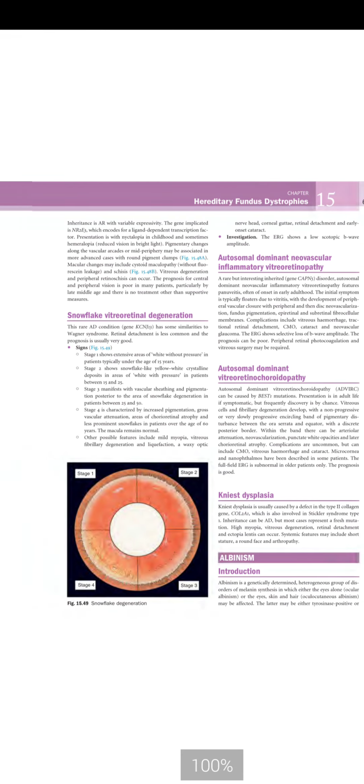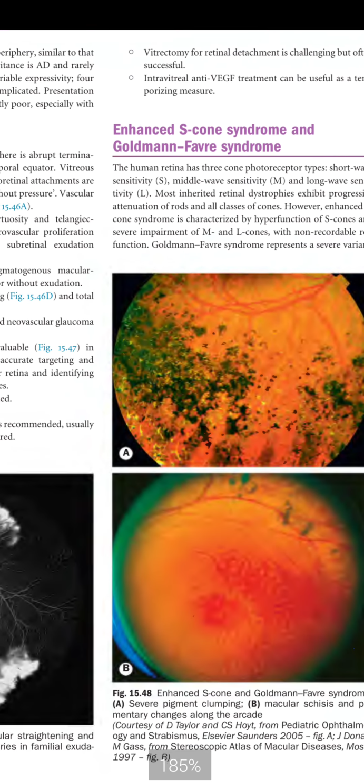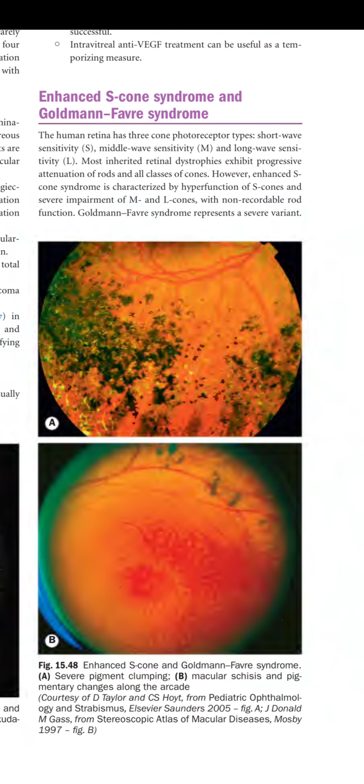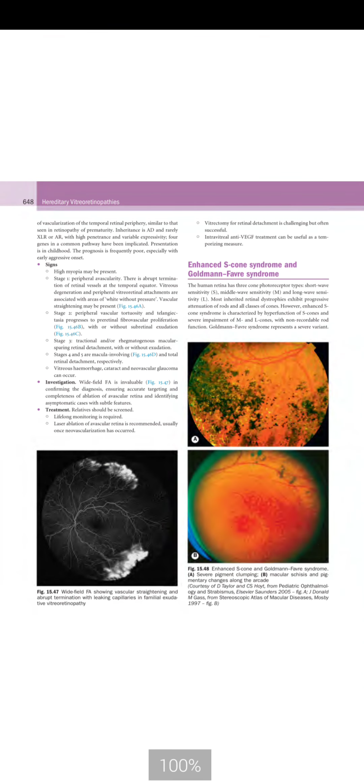So let's see figure 15.48, which shows enhanced S-cone and Goldmann-Favre syndrome. Severe pigment clumps can be seen, and there is macular schisis and pigmentary changes along the arcade.